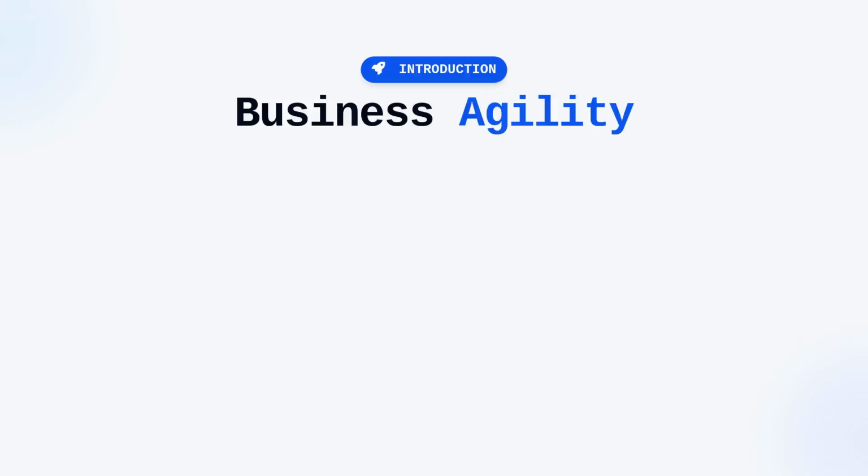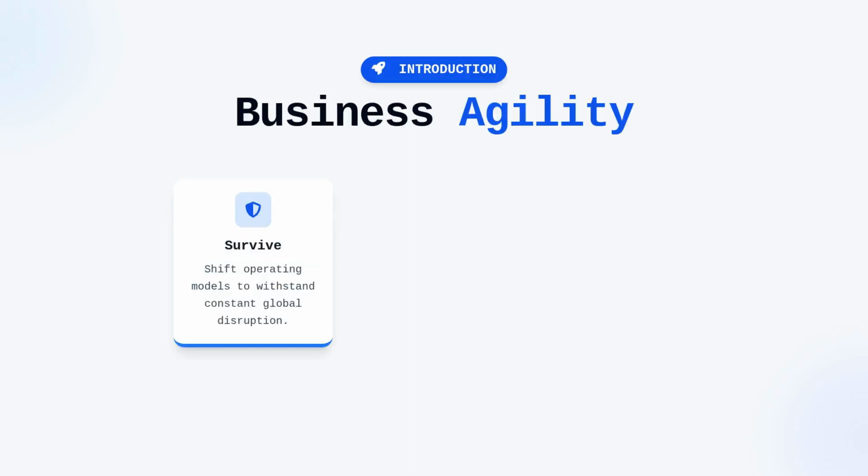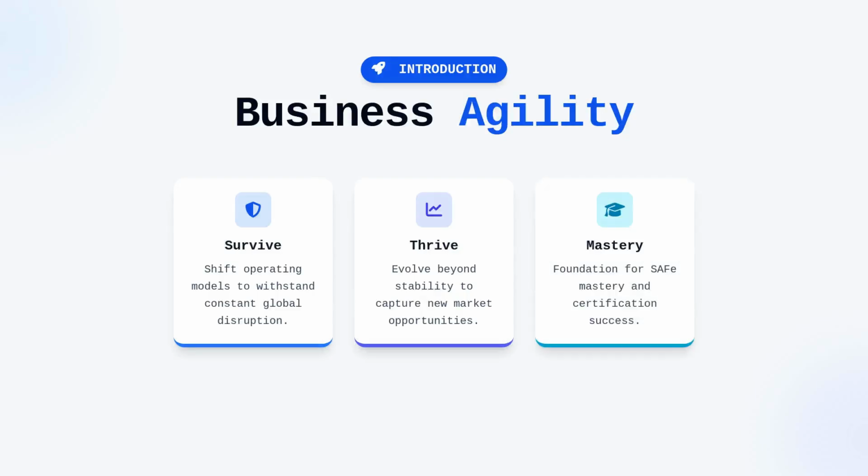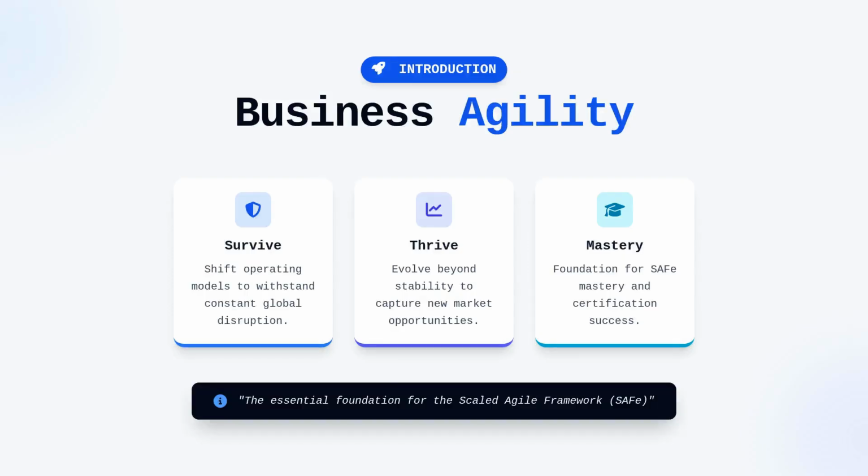Welcome to our exploration of business agility, where we will examine why modern enterprises must fundamentally shift their operating models to survive and thrive in a world of constant disruption. This chapter provides the essential foundation needed to master the Scaled Agile Framework and succeed on your certification exam.